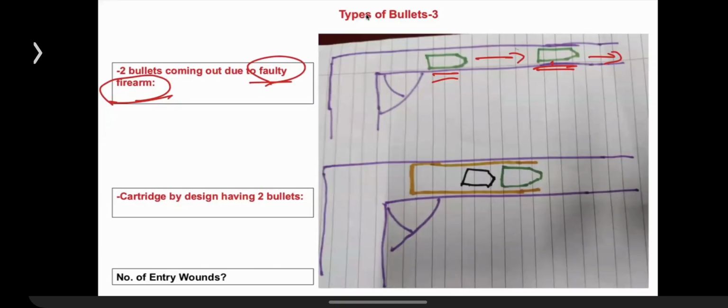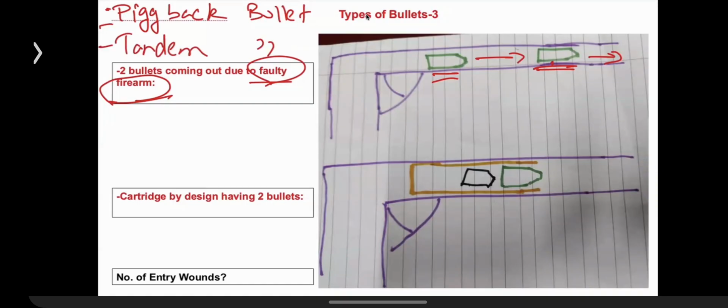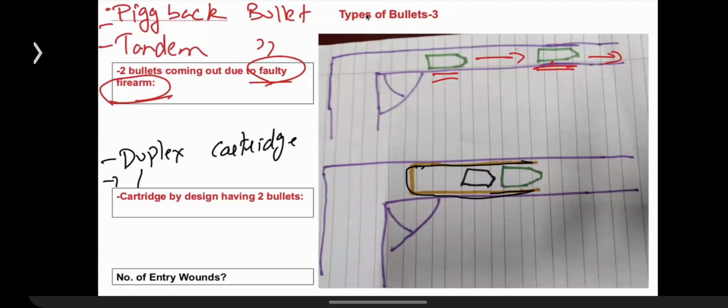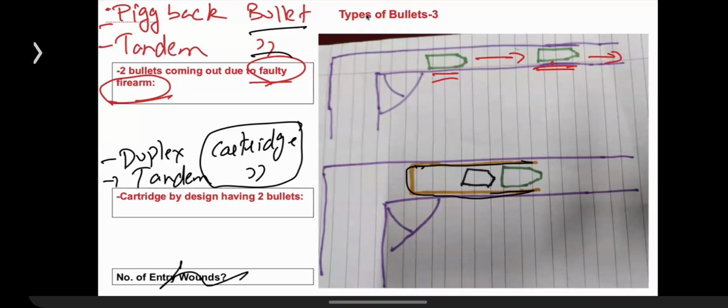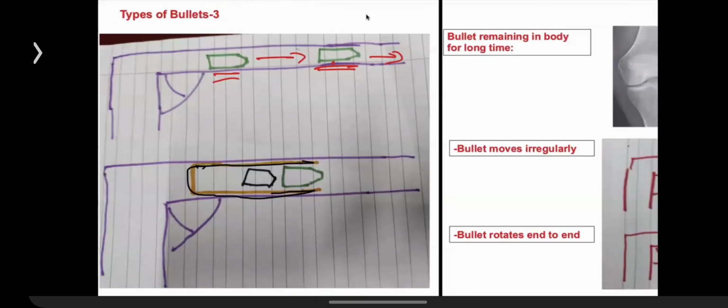That is called piggyback bullet or tandem bullet. Another one is, you can see in the cartridge itself, it is designed in such a way that two bullets are kept. This is duplex cartridge or tandem cartridge. Above there is a bullet, below there is a cartridge. So it is by design. This is by some imperfections, the above one.